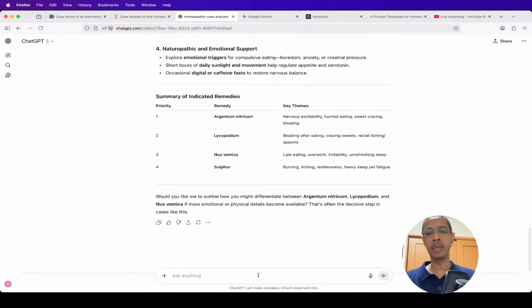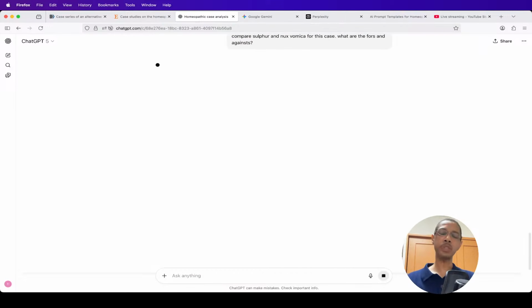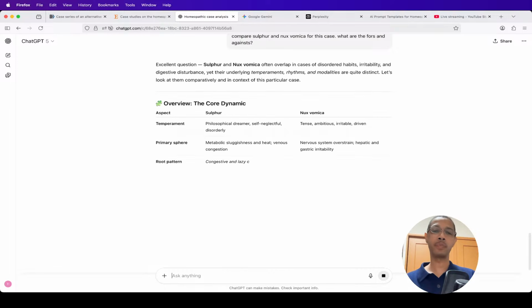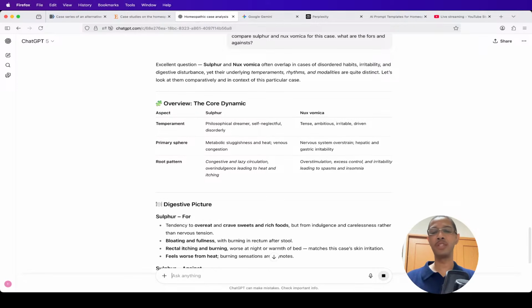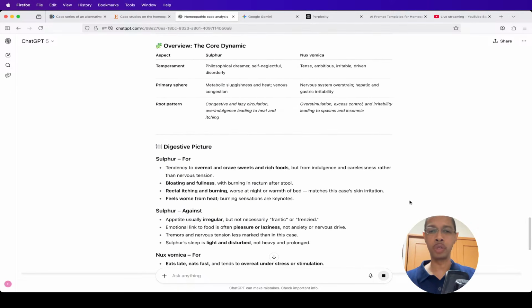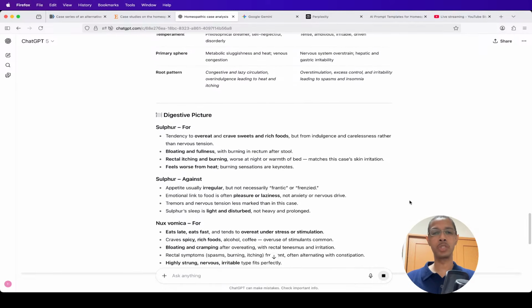Or you could say, you know, compare sulfur and Nux vomica for this case. What are the fors and against? All right. So now it's going to compare those based on the information that we have. And again, this is for your research. This is for brainstorming, informational. You are the one that's going to make these decisions later on, right?